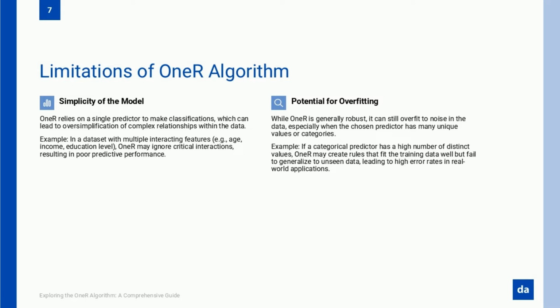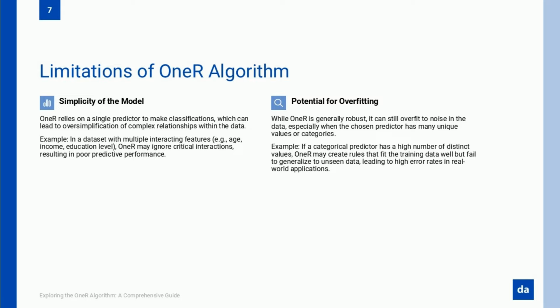One of the primary limitations is the simplicity of the model. OneR relies on a single predictor to make classifications, which can lead to oversimplification of complex relationships within the data. Real-world datasets often have interactions between variables that a single rule can't capture. For instance, in a dataset where age and income together determine purchasing behavior, OneR might focus on just age and overlook the combined influence of income. It's like trying to understand a painting by only examining one corner. You're likely to miss the bigger picture.